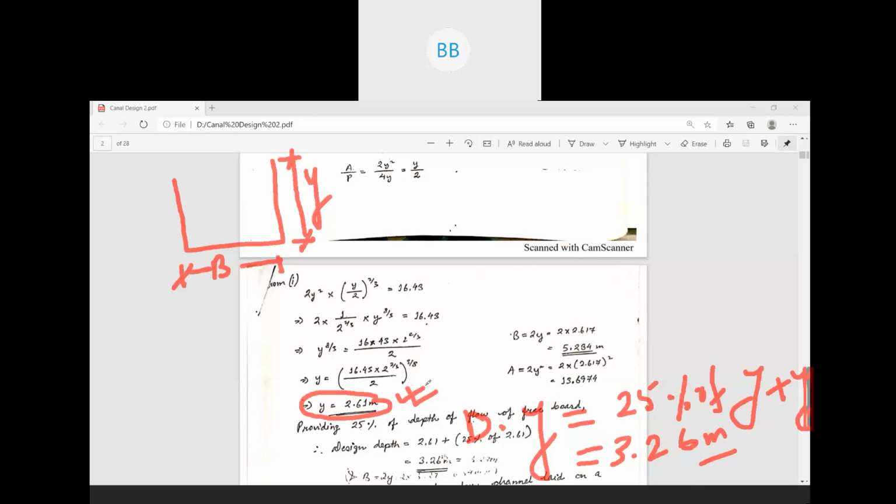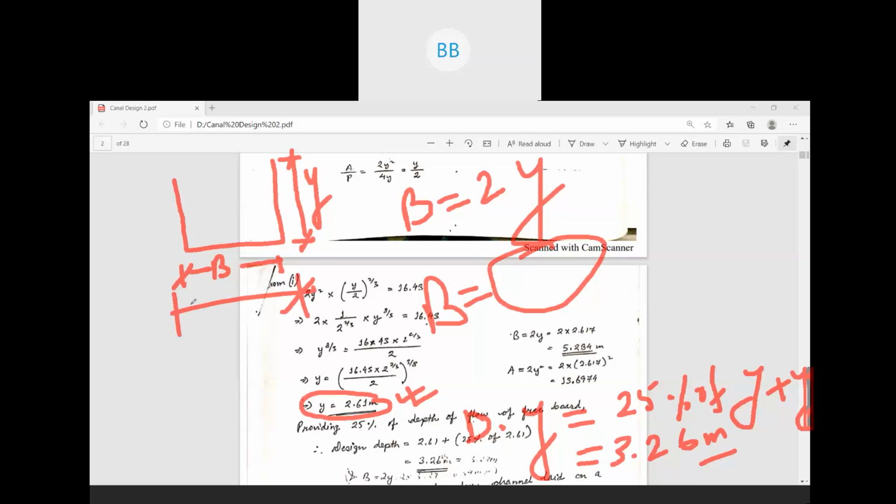So for this particular design depth, you have to find out the width of the channel. Again, you are going to use that economic condition. So you multiply by 2 and you will find out the design width. That is what you are going to provide here, and the depth you are getting, 3.26, you are going to provide for that rectangular channel. Find out the width of the channel.